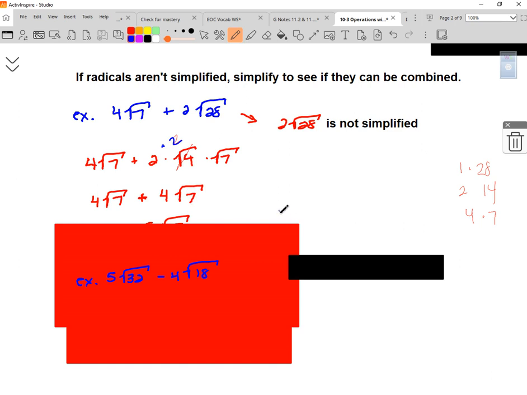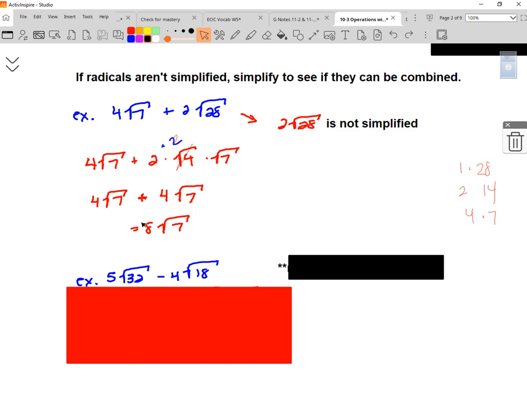Does that make sense? Now we add the coefficients because now we have the same number under the radical. Adding the coefficients simplifies that expression to 8 square root of 7.